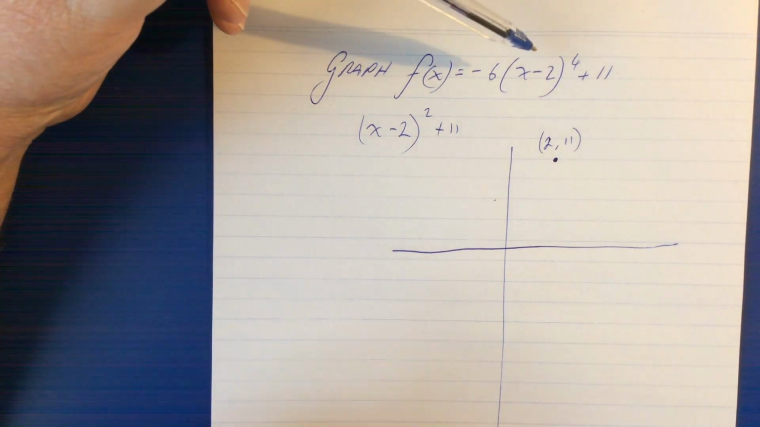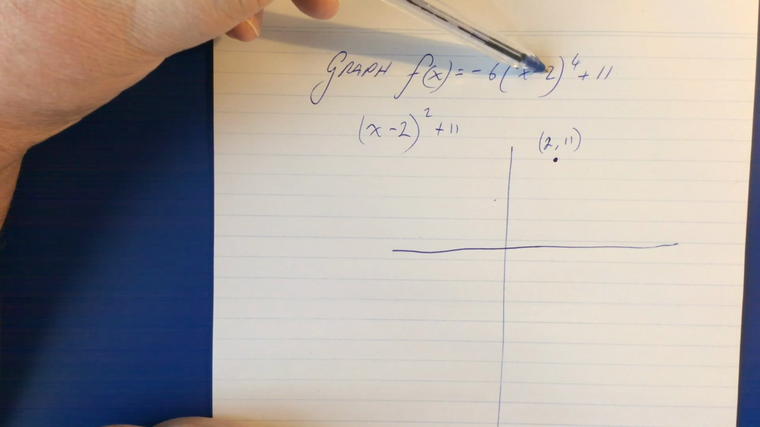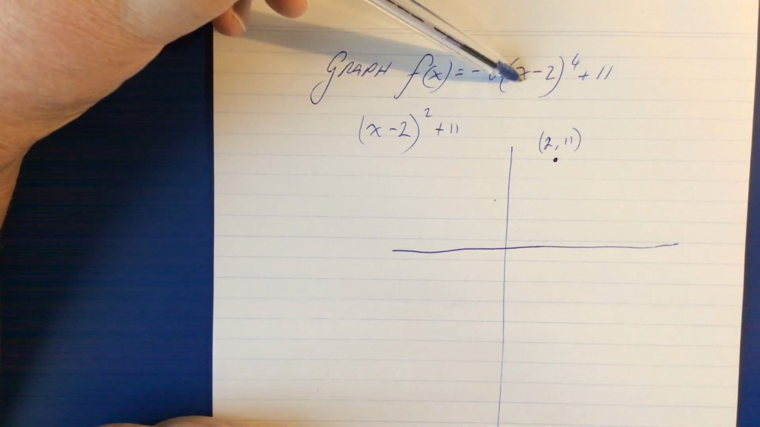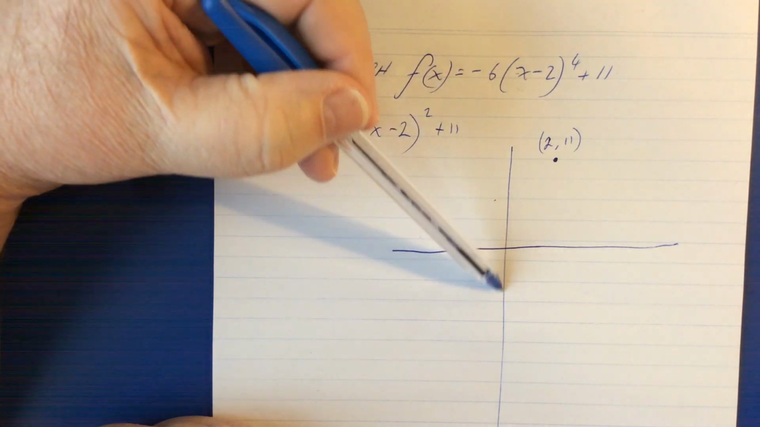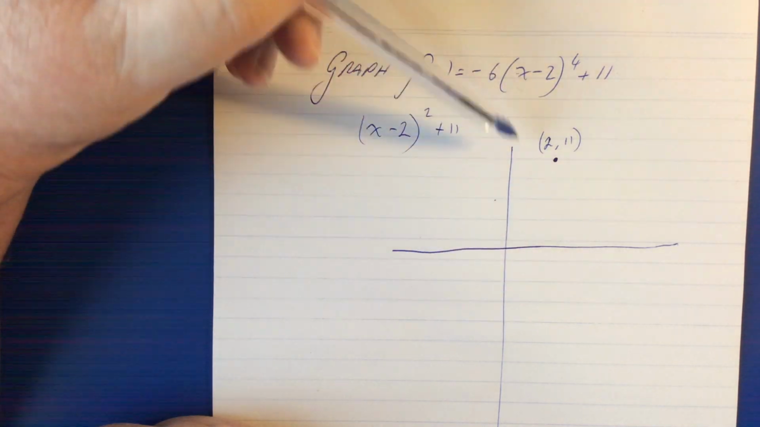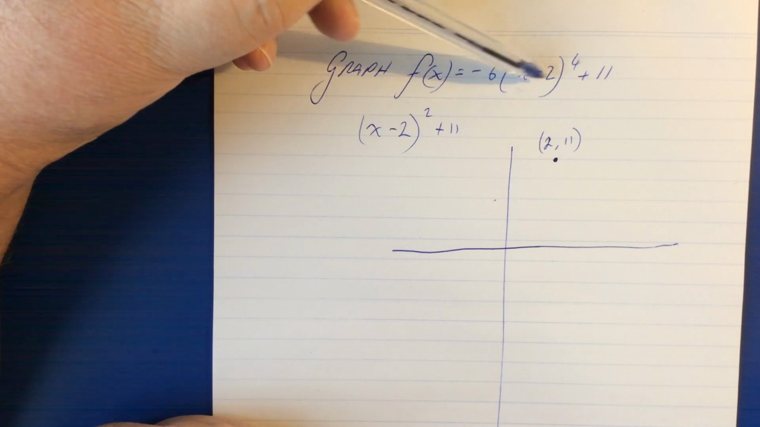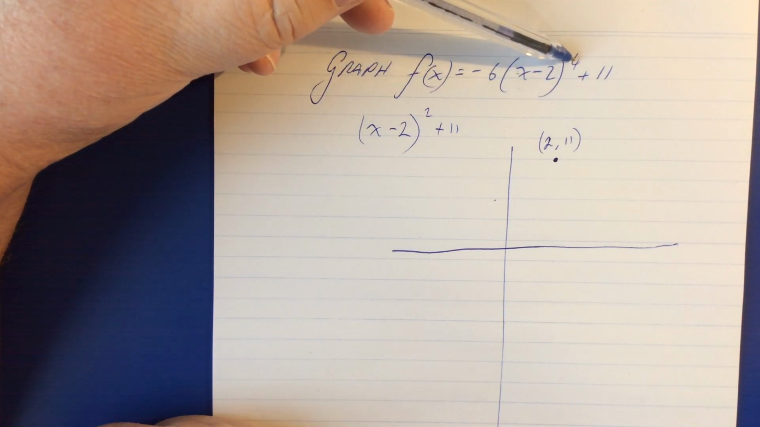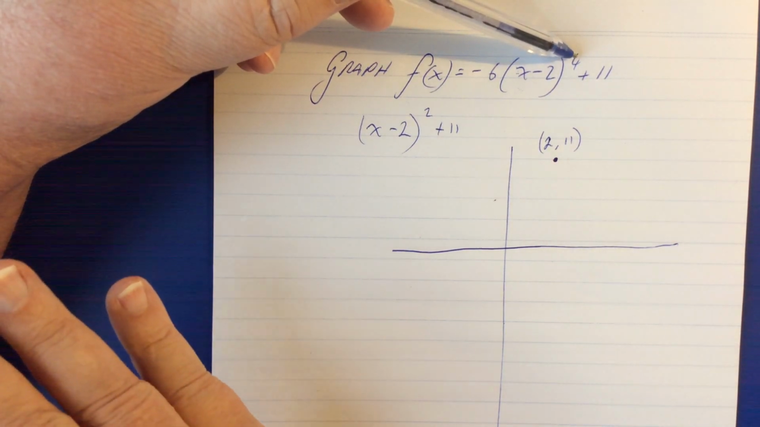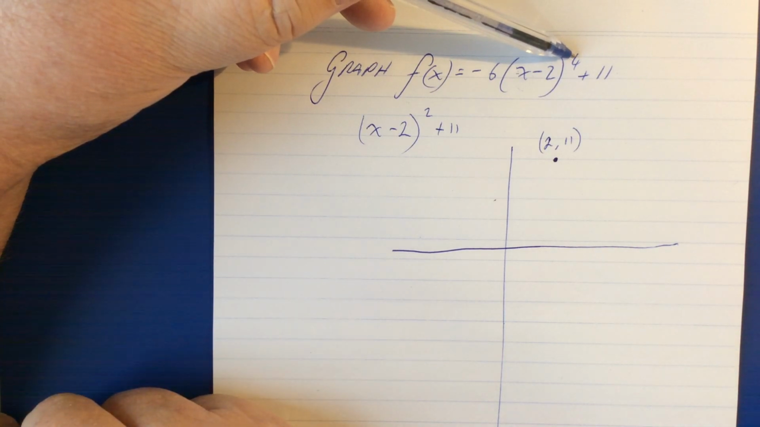Okay, so how do I do that? Well, we start in here. If x is 0, then this is negative 2. And x will be 0 where this thing hits the y-axis, the y-intercept. So if x is equal to 0, this is negative 2. Negative 2 to the power of 4 is 16. Check that on a calculator if you don't believe me.